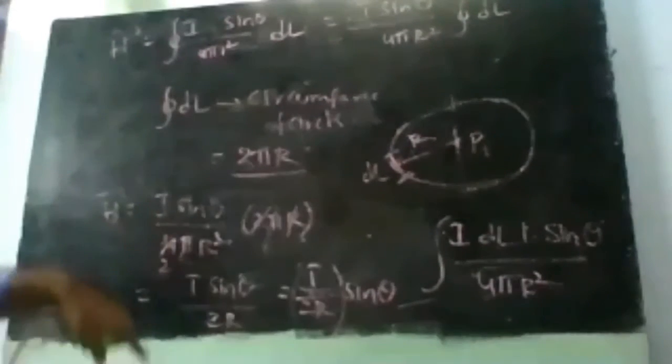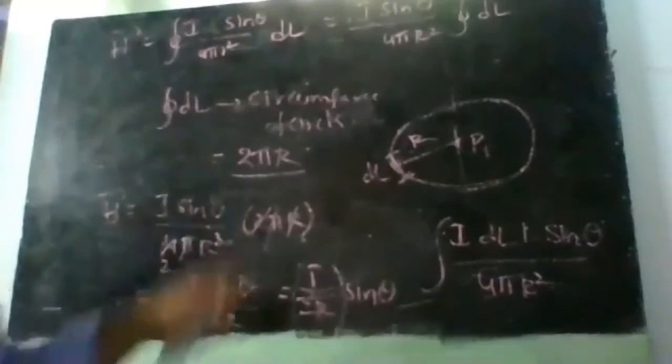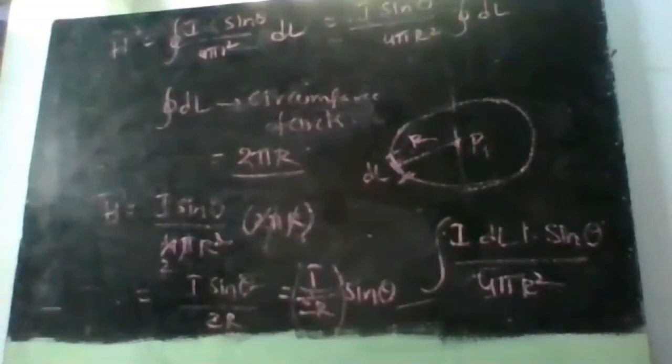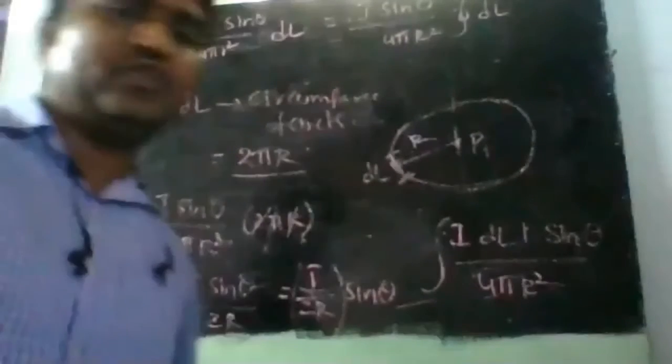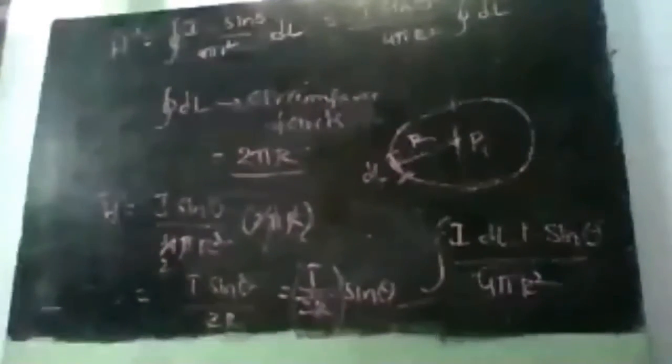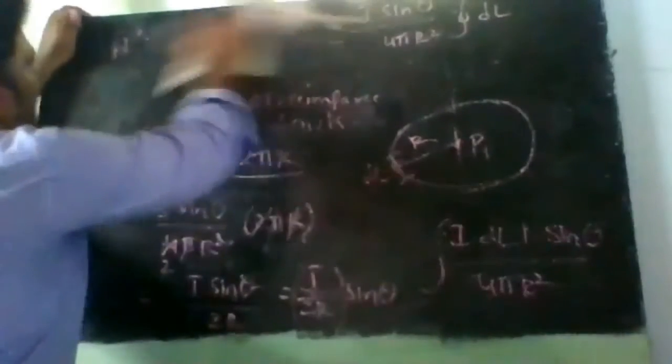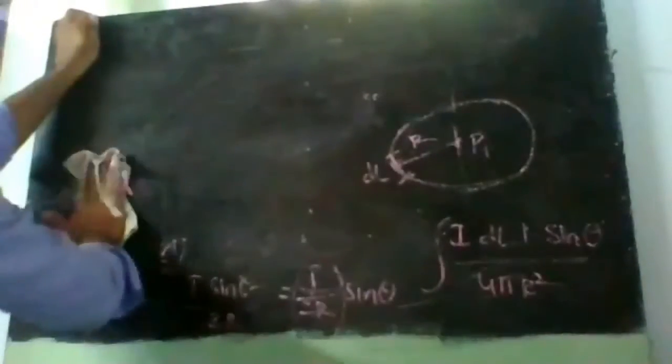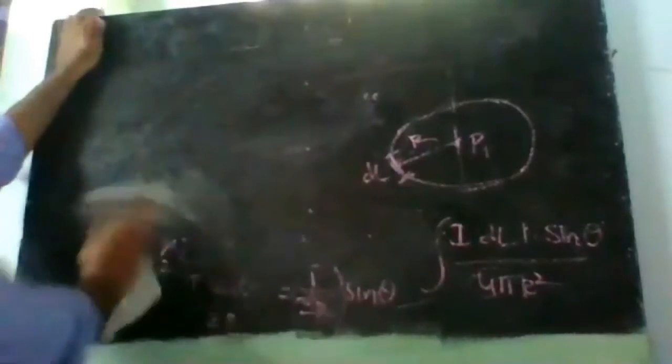Clear with this? Any doubts in the derivation? If you have any doubts, you can ask me. Otherwise, if you don't have any doubts, let us go to the next thing. I think all of you have written the final expression is I by 2r into sin theta.